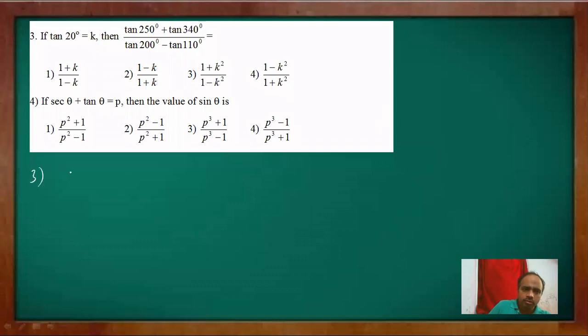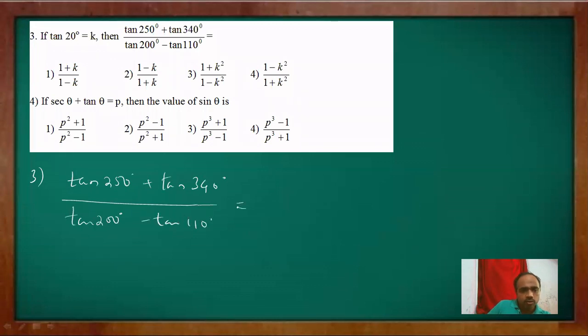Question number 3. Tan 250 degree plus tan 340 degree divided by tan 200 degree minus tan 110 degree. He has given tan 20 degree is equal to K. So convert all these trigonometric ratios in terms of tan 20, because tan 20 is given as K. Once you convert in terms of tan 20, you can substitute K and simplify.